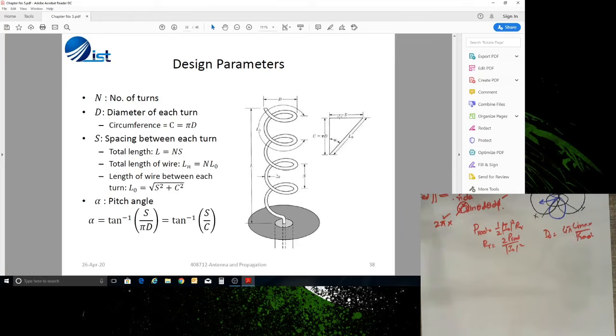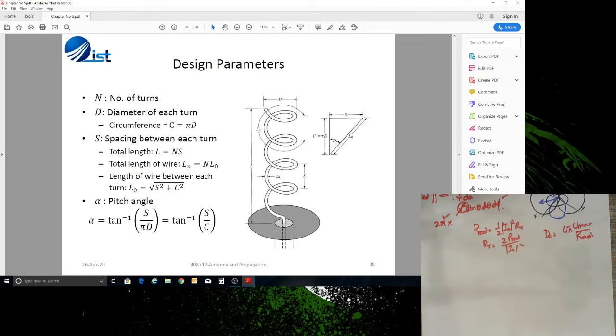सो इन दिस केस दिस S विल बी इक्वल टू 0. सो S इज इक्वल टू 0 का मतलब क्या है कि जो स्पेसिंग है बिटवीन द टर्न्स विल नाउ बी इक्वल टू 0. सो इसका मतलब ये जितनी भी लूप्स हैं दे विल ऑल स्टैक अप ऑन ईच अदर. तो अब बेसिकली जो हेलिकल एंटेना है इट इज बेसिकली एक n टर्न लूप एंटेना है.